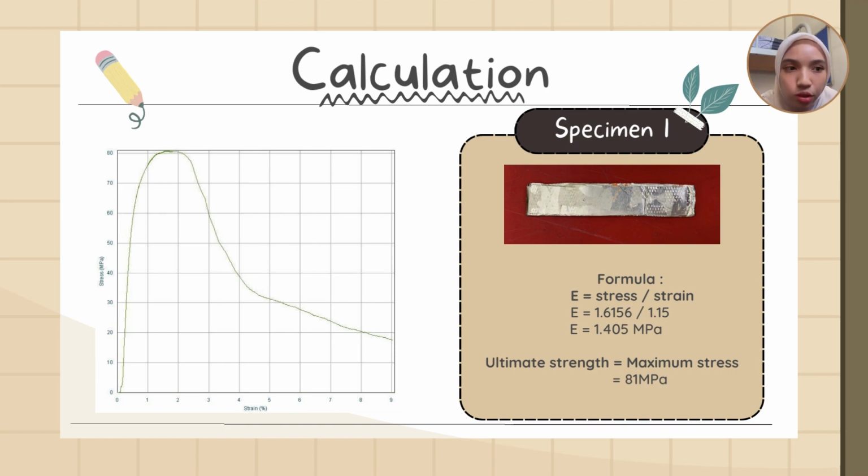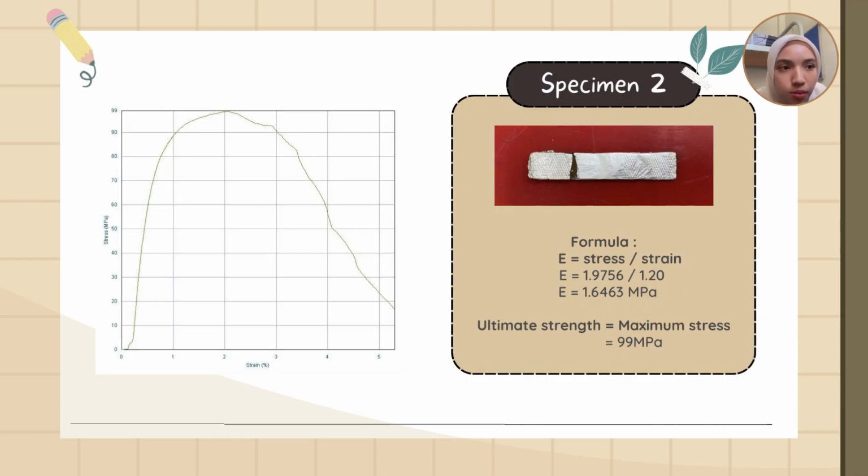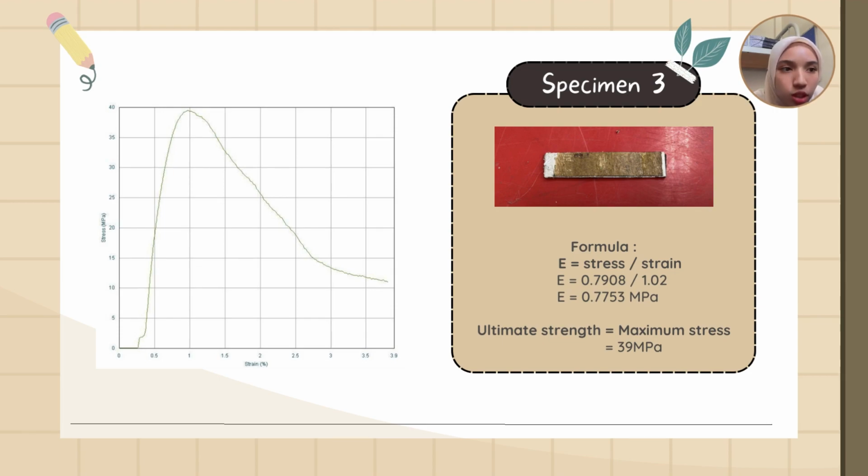The formula that we use to find the E is E equals stress over strain. For specimen 1, we got 1.405 megapascal, and the ultimate strength is 81 megapascal. As for specimen 2, E we got 1.6463 megapascal, and the ultimate strength is 99 megapascal. And lastly, specimen 3 only gets E equal to 0.7753 megapascal, and the ultimate strength is 39 megapascal.